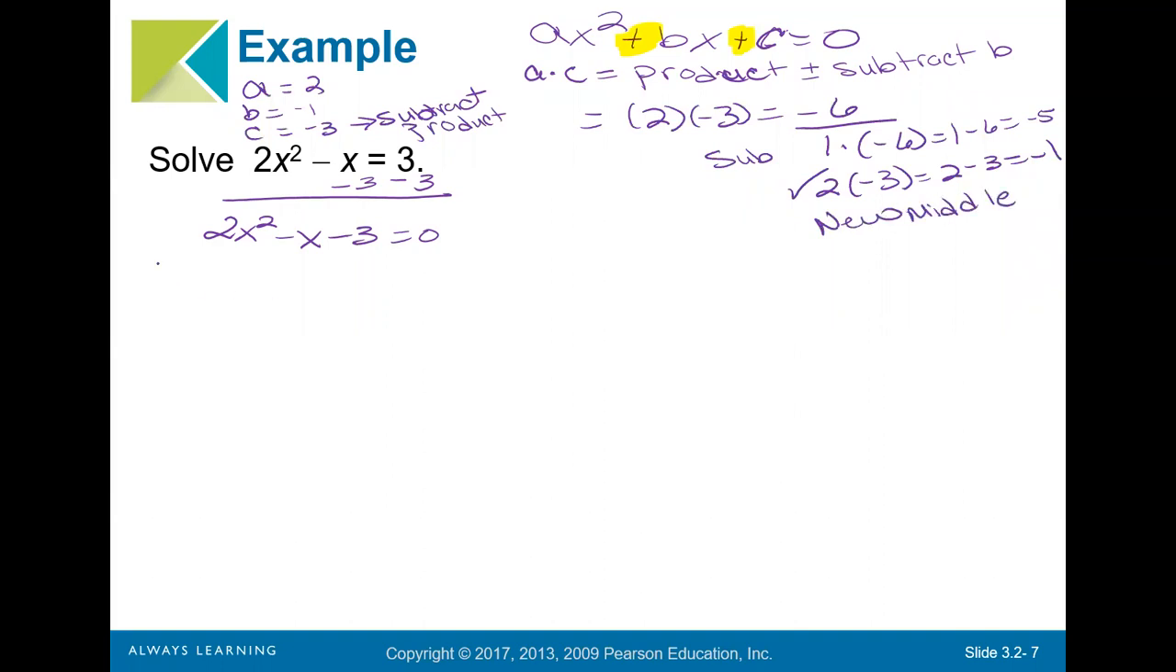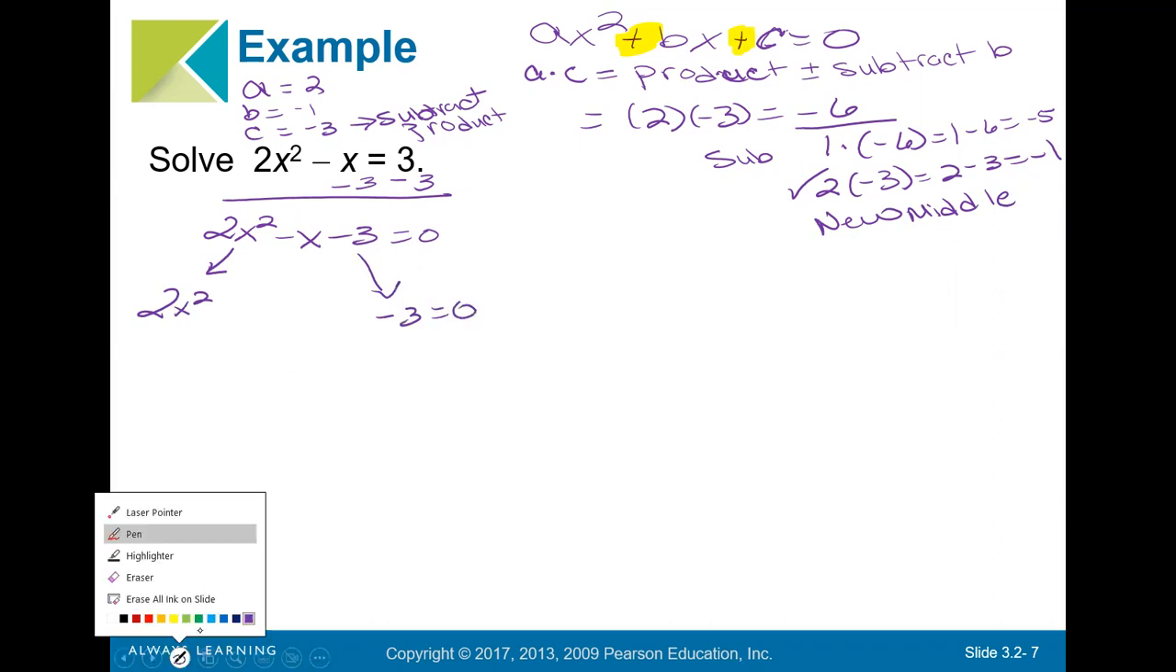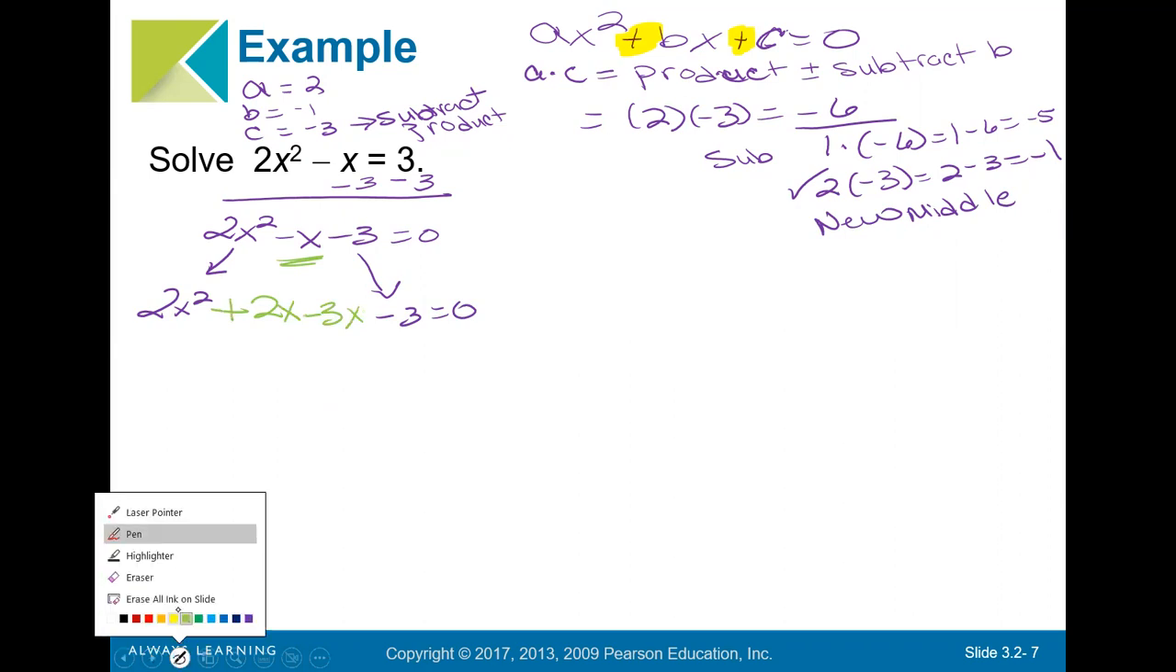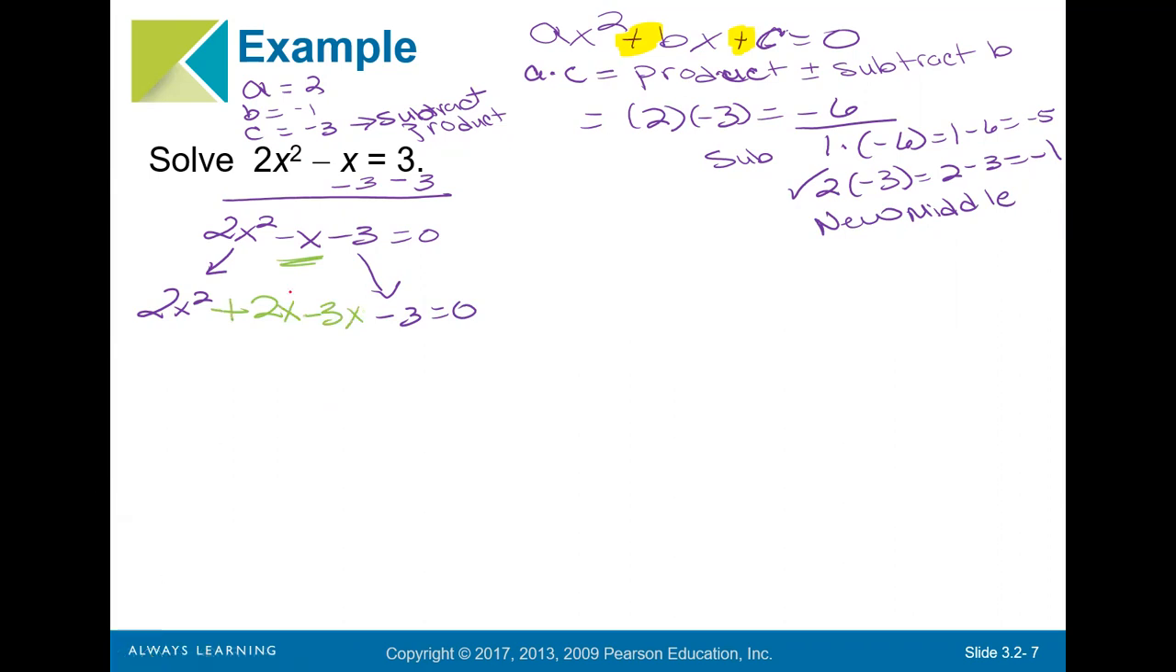So what I'm going to do is come over here and bring down the first term, and bring down the last term, and that equals 0. And I'm going to replace my middle with my new findings. My new findings is a +2. And remember, the middle has an X, so I have to put an X on it. Minus 3X. Now I'm going to split this in half.